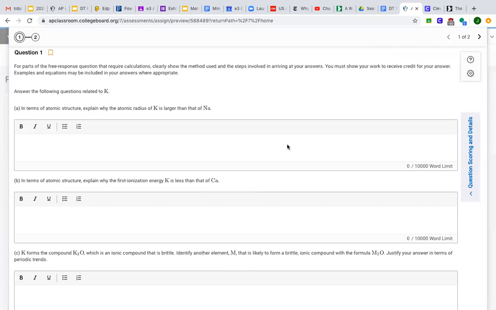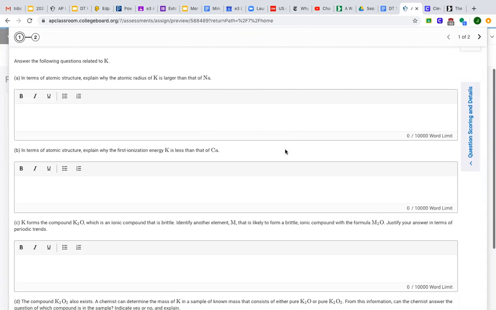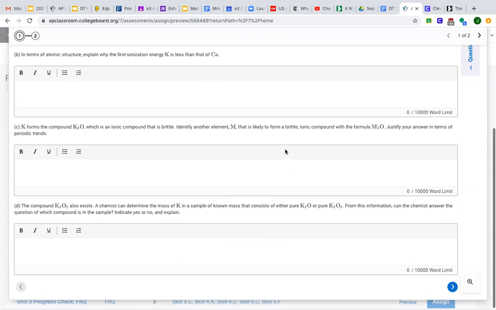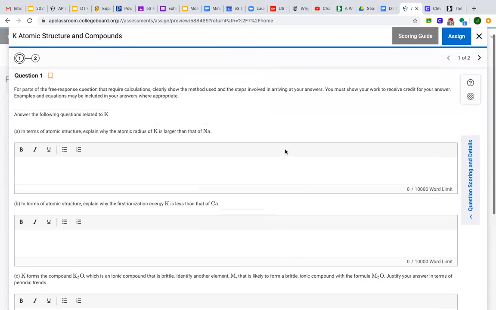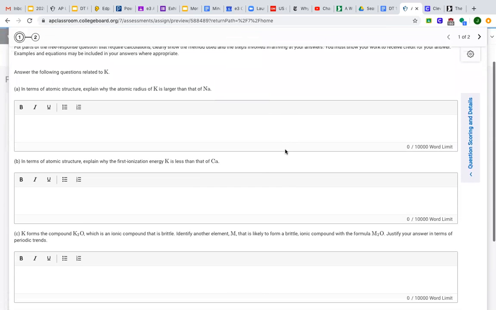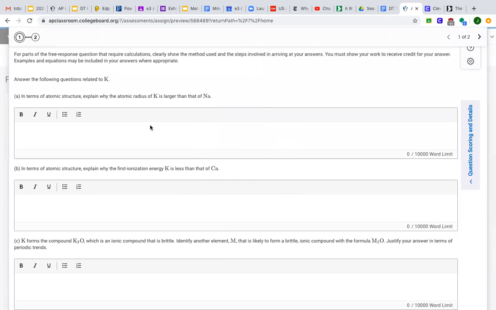Can you read my computer screen well enough? Yes. Okay. So question 1 has how many parts? It's got 4 parts. Let's do the first 3 right now since we can read them. For parts of the free response question that require calculations, clearly show the method used and the steps involved in arriving at your answers. You must show your work to receive credit for your answer. Examples and equations may be included in your answers where appropriate.